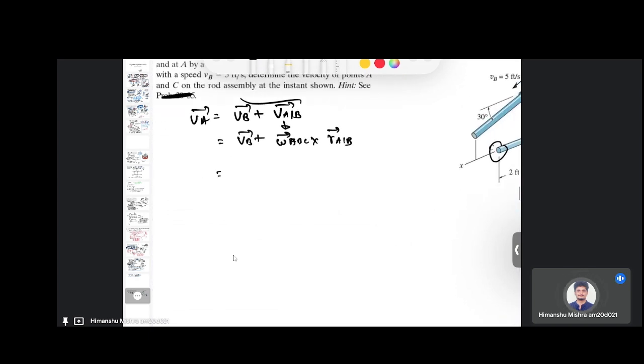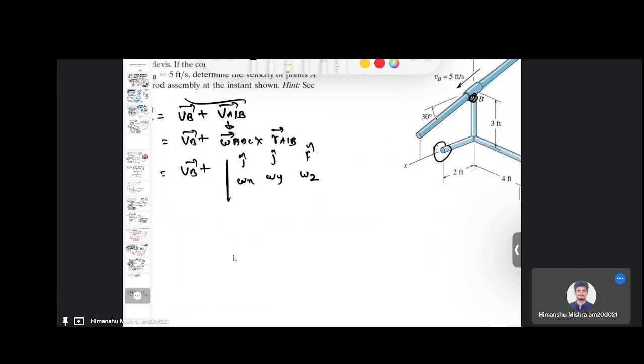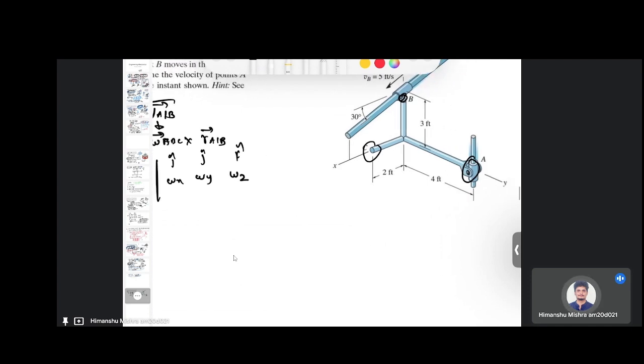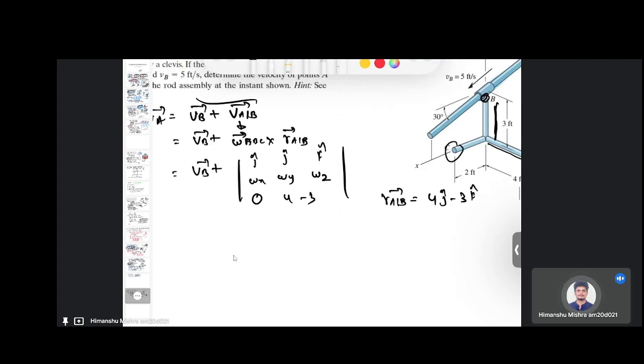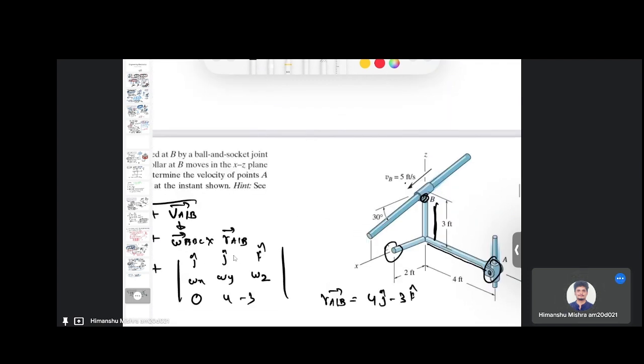So we can write this equation in matrix form. And RAB can be given as 4 feet in the y direction and 3 feet in the z direction. So it's 0. So RA with respect to B is 4j minus 3k. So it's 0, 4, minus 3. When you solve this way, Vb is given as 5 feet per second.